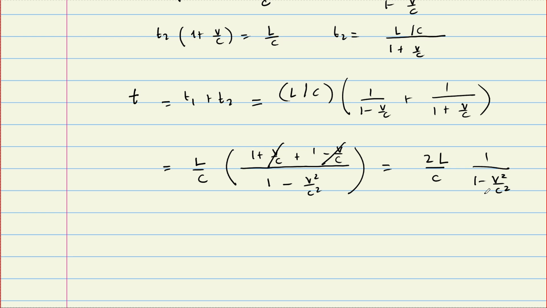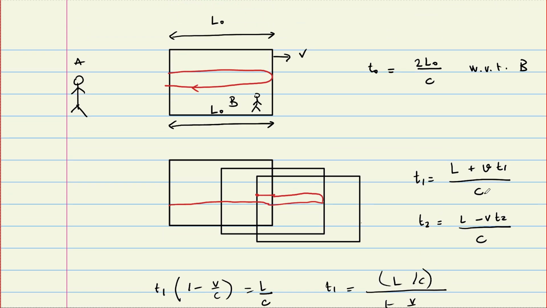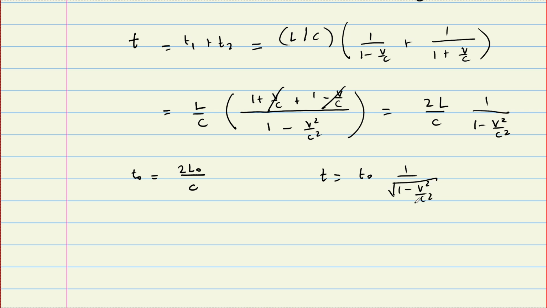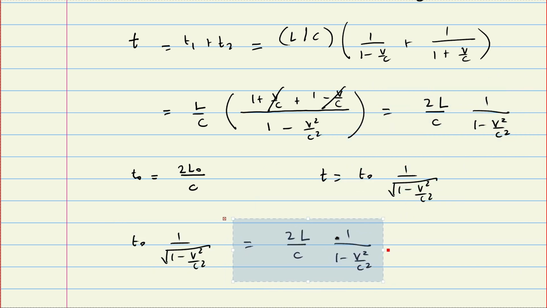Now this is T and this is T naught, but I know how to relate T naught to T, right? So let me just write this thing below. From time dilation, I know the relation between T and T naught. Basically, T should be bigger than T naught by a factor of 1 over the square root of 1 minus V squared over C squared. So if I put this here, what I'm going to find is that this thing is equal to this thing.